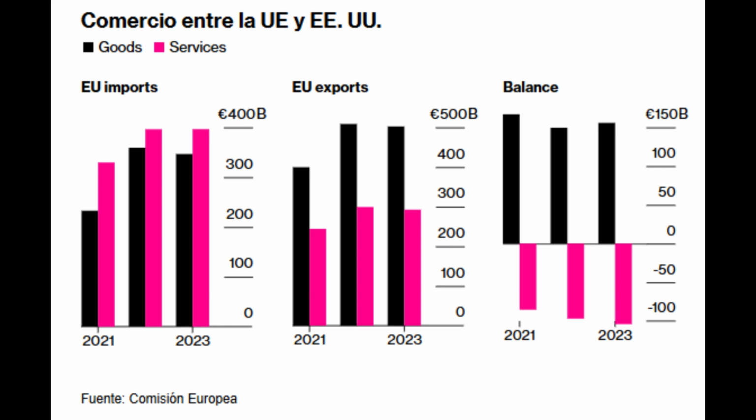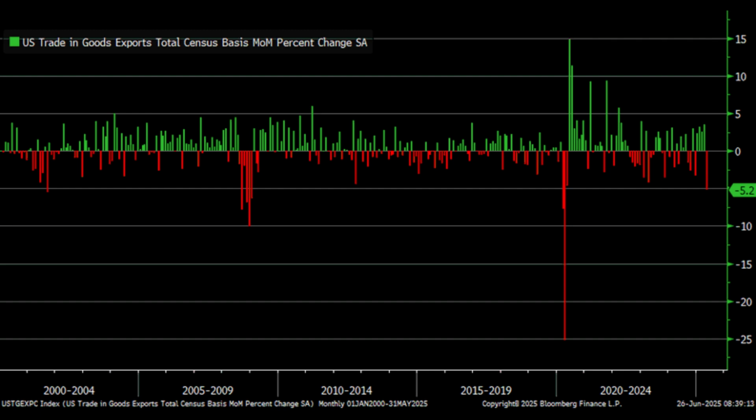But on the other hand, it is possible that President Trump himself is trying to keep the dollar weak to promote exports and improve the trade balance. While this strategy may not seem to be working for now, in fact, U.S. exports fell by 5% in the first quarter of the year.